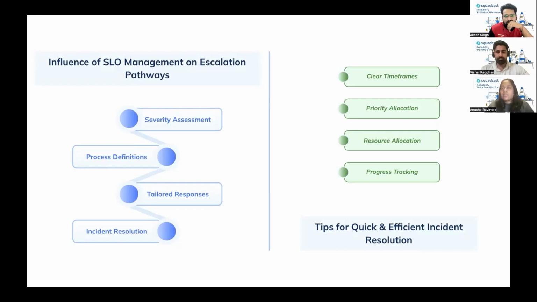As we just discussed, incident response teams allocate resources based on the SLO impact. So SLO-driven incidents receive dedicated attention. Also, closely tracking progress of an SLO-impacted incident is an absolute must. Incident resolution progress should be continuously tracked against defined SLO targets. Along with this, there needs to be transparent communication on the status of restoration of the incident as well.